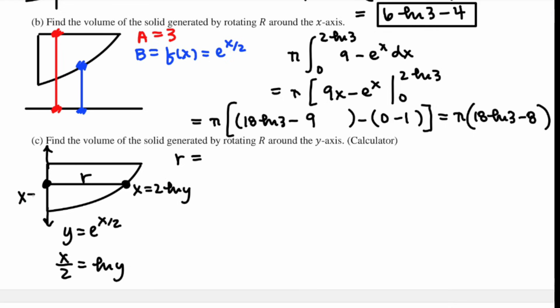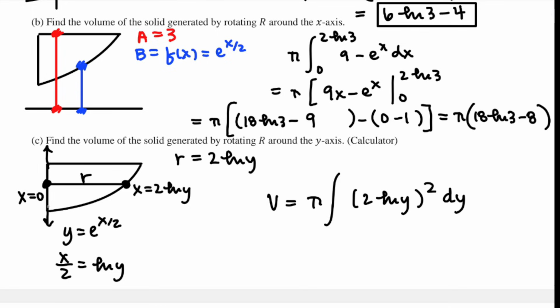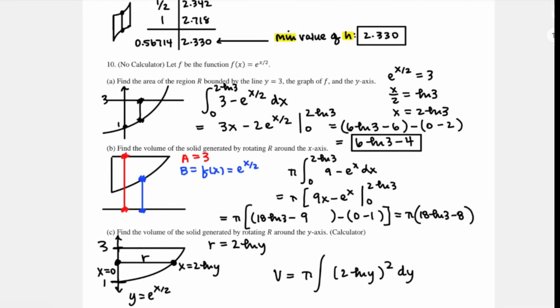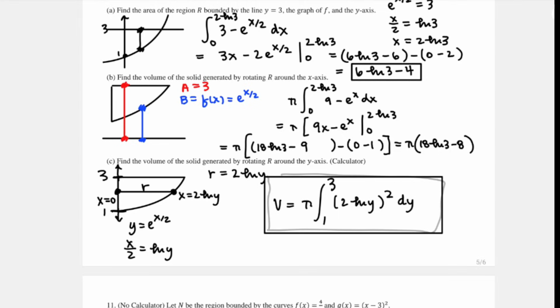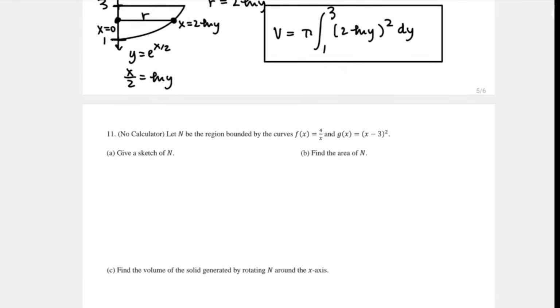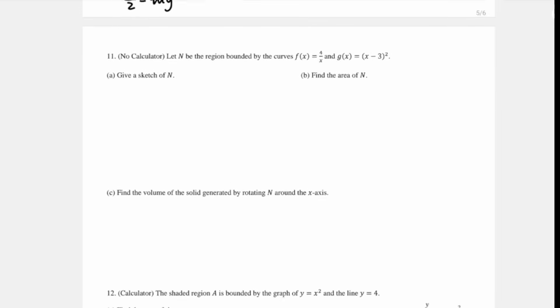And over here, the y-axis, that's x equals 0, so r is 2 natural log y. And so the volume of this solid is going to be pi times the integral of r squared with respect to y, and then y starts down here at 1 and ends up here at 3. I think I'd drawn that in an earlier diagram. And so we're going to let y go from 1 to 3, and that is a set up integral, and I think that'll be good enough. Yeah, you could run that through the calculator if you wanted.